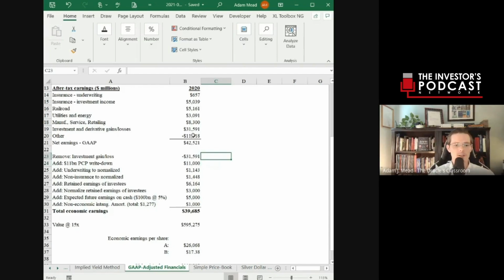So what I've done here, these next series of adjustments are, one, underwriting. So I'm normalizing that underwriting, and again, that's just bringing it to 1.8 billion. Same with these other categories: the rail, the utilities, and the MSR businesses, just adjusting those to what I think are a conservative normalized value.